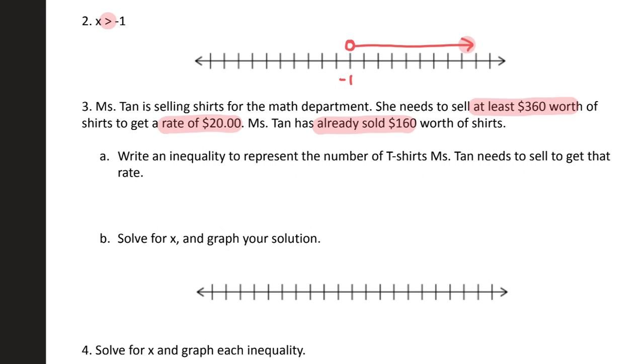Okay, so I know my starting point is going to be 160 because that's how much she's already sold. Our rate, it tells us our rate here is going to be $20, so $20 per shirt. So that's going to be 20x plus 160. We know that's going to be equal to 360. And since it says at least, remember that at least is a greater than or equal to symbol. So there's the inequality to represent the number of t-shirts she needs to sell. So now we're going to solve it.